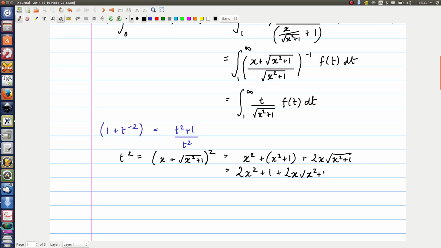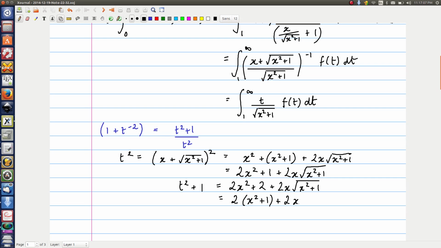And now I'm thinking, well, the term outside the square root, 2x squared plus 1, is similar to x squared plus 1 inside the square root, but it's not identical because of that 2. But then I remember, oh, hold on a minute, we're going to add 1 to this quantity, and then it will become much simplified. If we add 1 to both sides, we've got 2x squared plus 2 now, plus 2x root x squared plus 1. And now it's starting to become obvious that this is something that can factor out.